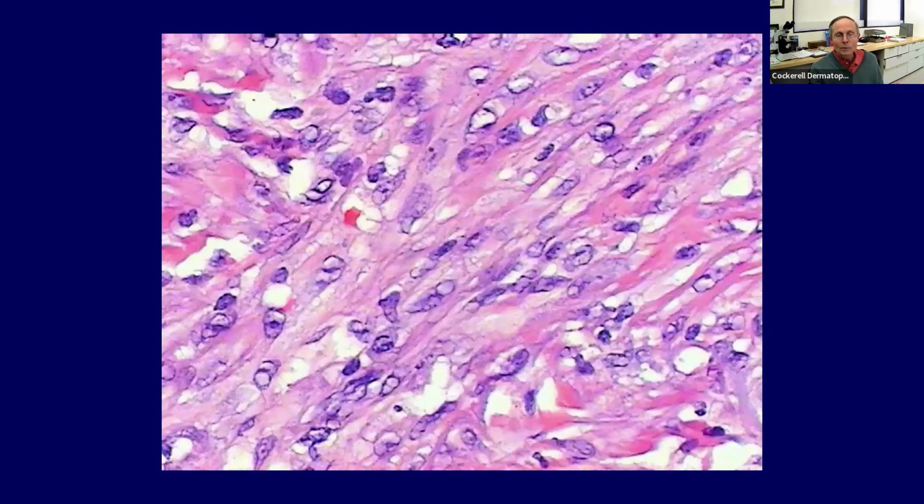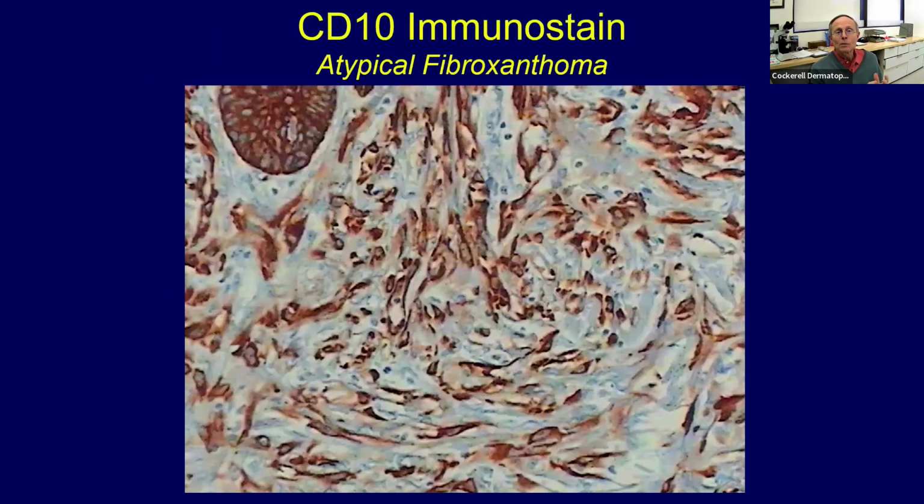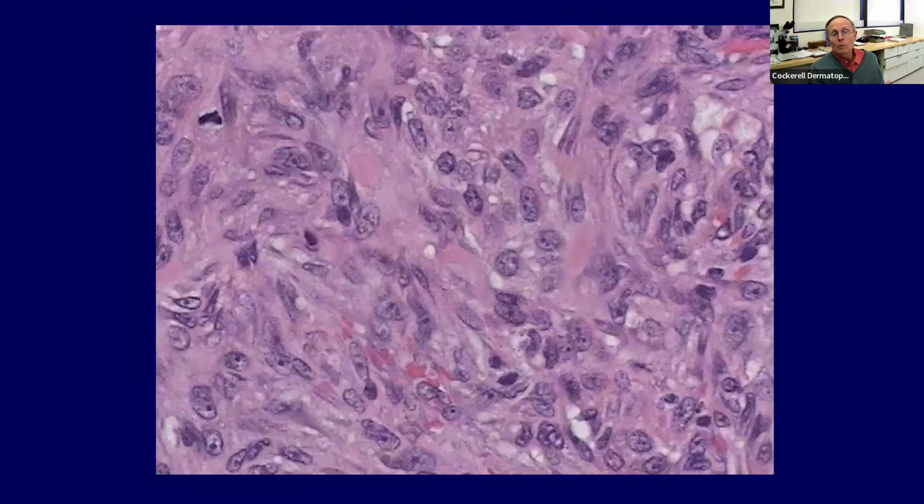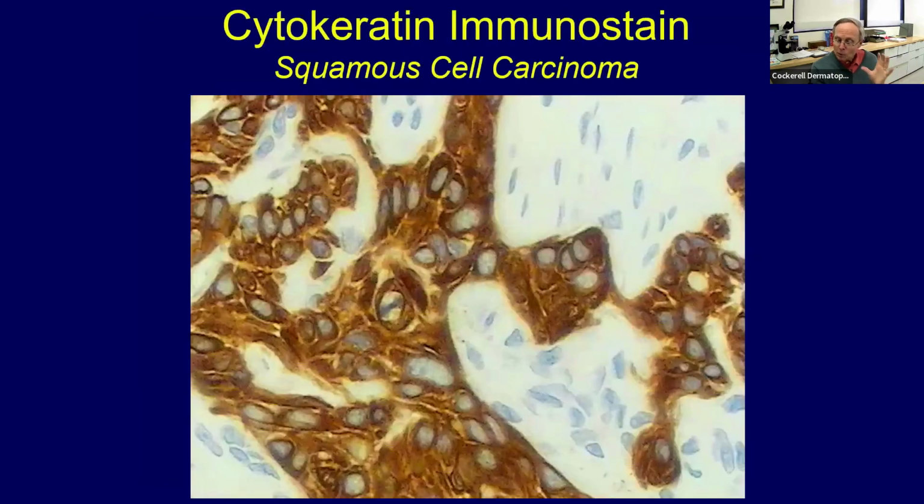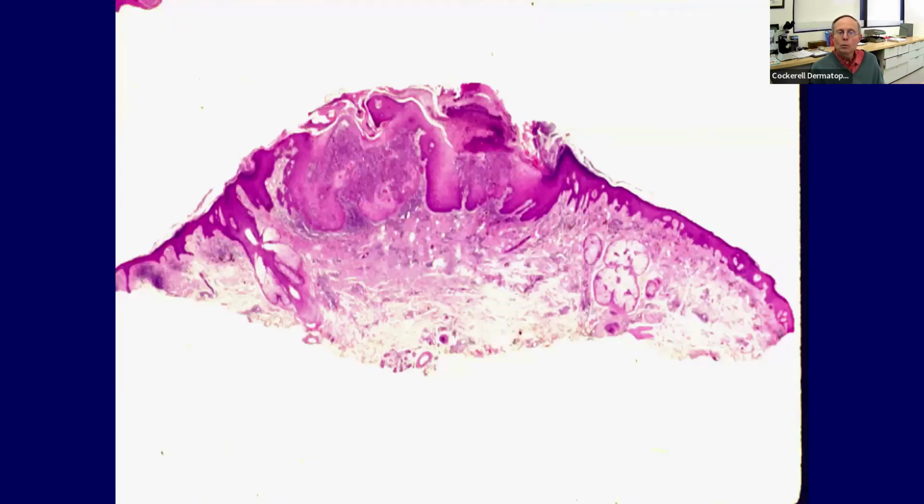Another one is a poorly differentiated spindle cell lesion, positive for CD10. So this was an atypical fibroxanthoma. And the last one, poorly differentiated, was positive for cytokeratin. So just remember those three sort of bad actors, if you will. They can all look alike, and you don't want to miss a melanoma and call it a squamous cell. I've seen lawsuits spawned in that situation.